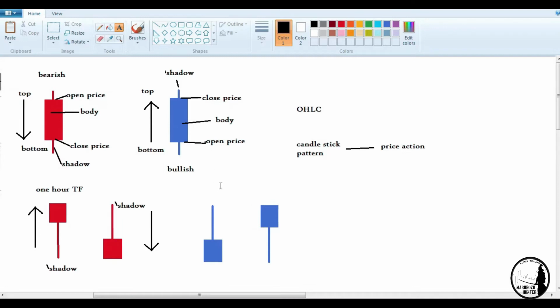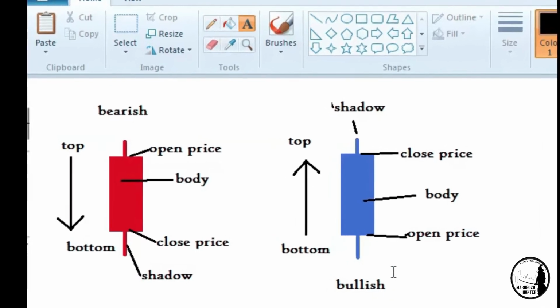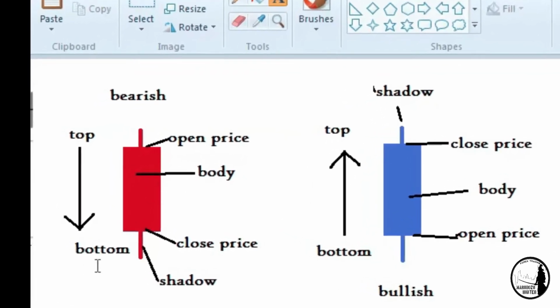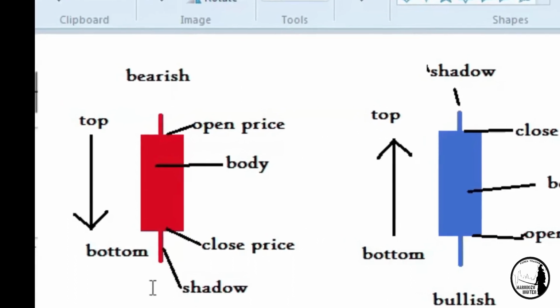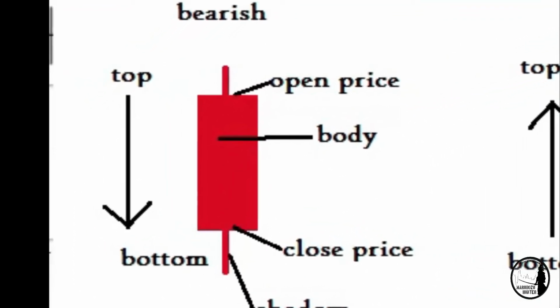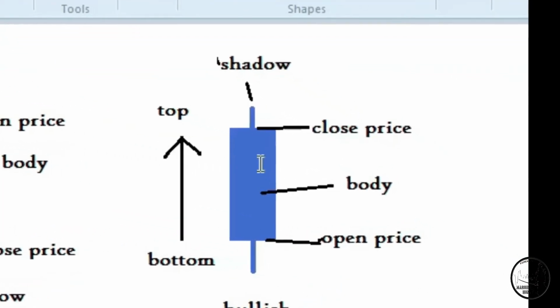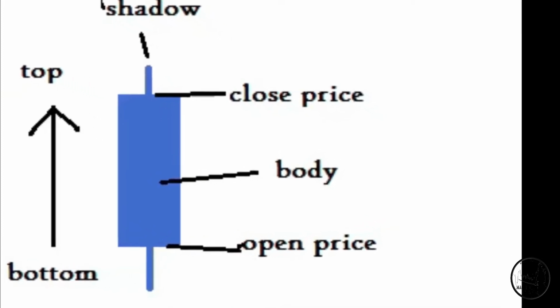In forex trading, there are two types of candle, which are the bearish candlestick and the bullish candlestick. The bearish candlestick is the momentum from top to bottom, and normally people use a red color for bearish. For the bullish candlestick, the momentum is from bottom to top, normally using blue color.